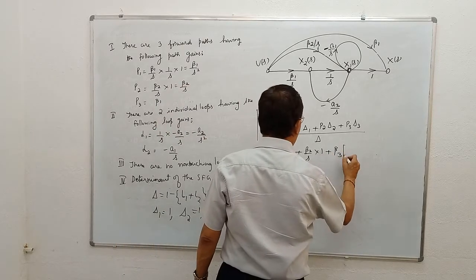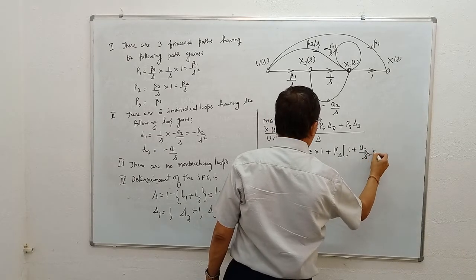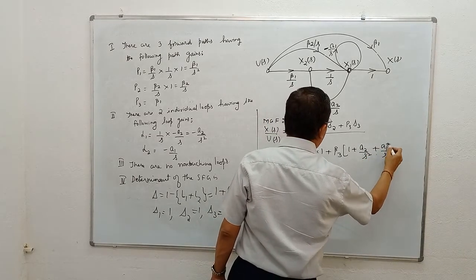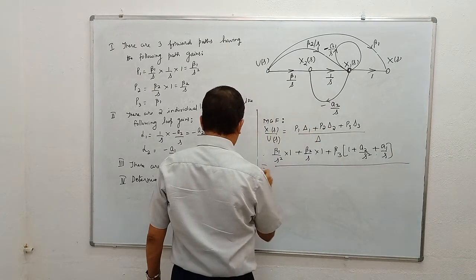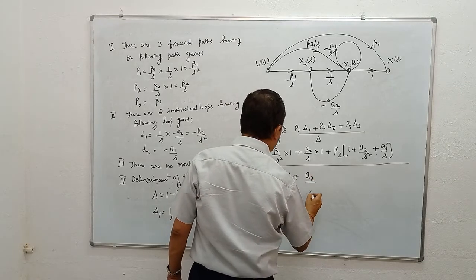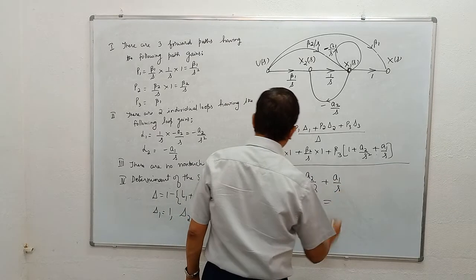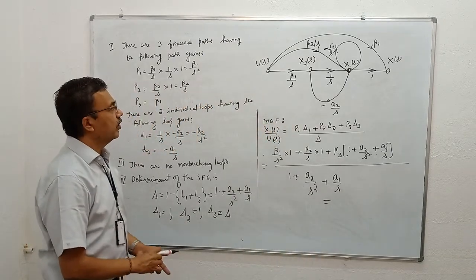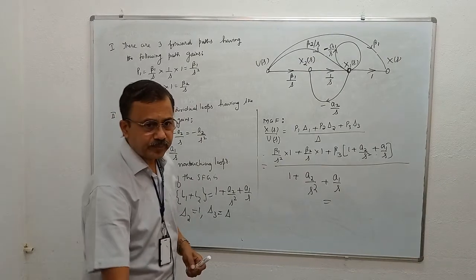So it is 1 plus a2 by s square plus a1 by s, divided by delta. Delta is 1 plus a2 divided by s square plus a1 divided by s. This is the answer for this problem. We shall go to the next problem.